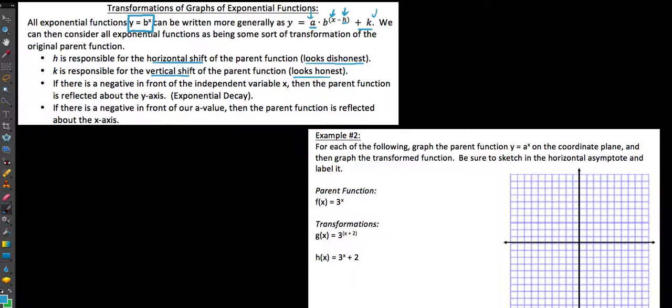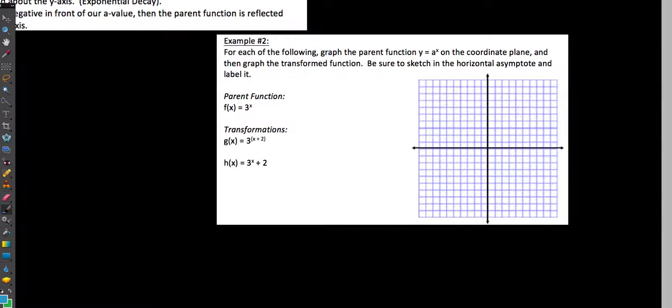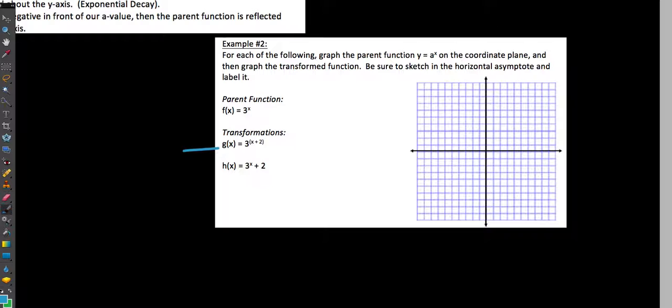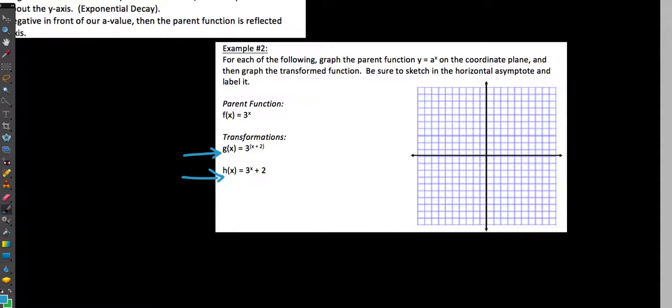So what I'd like to do essentially is be able to very quickly sketch graphs of exponential functions like g of x and h of x that you see here, where we've got some exponential function manifested with other values like h and k. It says for each of the following, graph the parent function y equals base to the x power on the coordinate plane, and then graph the transformed function. Be sure to sketch in the horizontal asymptote and label it.